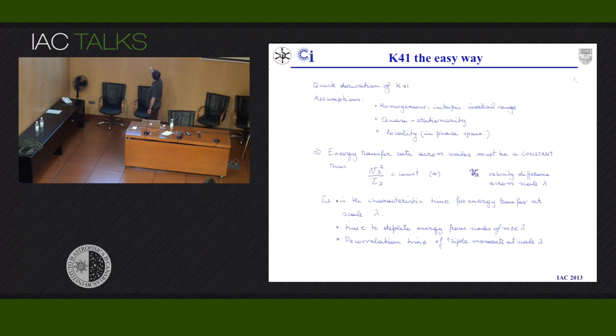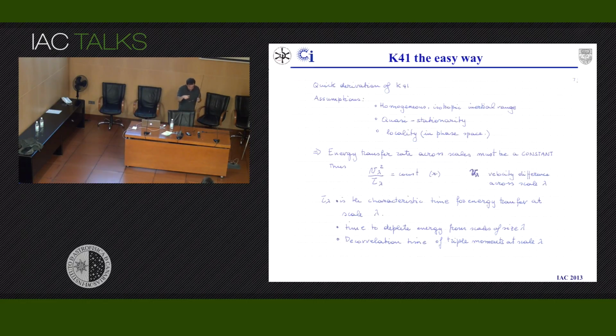All right? This is the velocity difference across the scale lambda. Then you say, what is the characteristic transfer time at the scale lambda? Well, you have no scales other than the turnover time. So you say, well, it's just the turnover time. You can also write it in a different way. It's the time to deplete the energy from the scale lambda, or if you want to be really fancy, you say it's the decorrelation time for triple moments at the scale lambda, because the triple moments are the ones that govern the rate of transfer of energy.